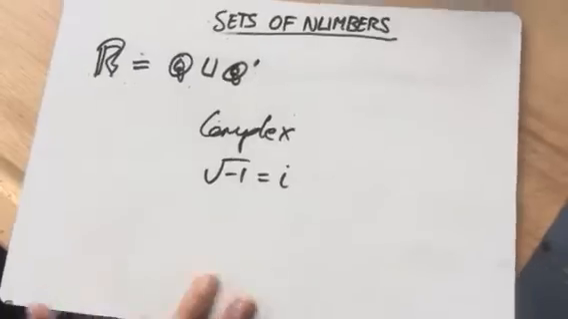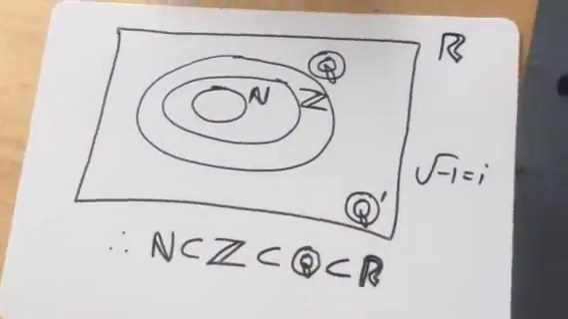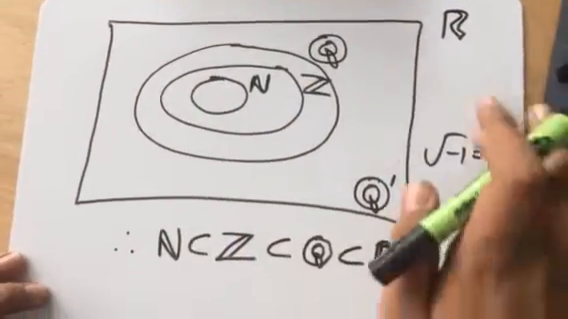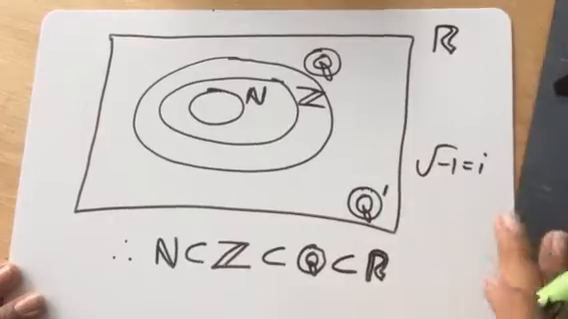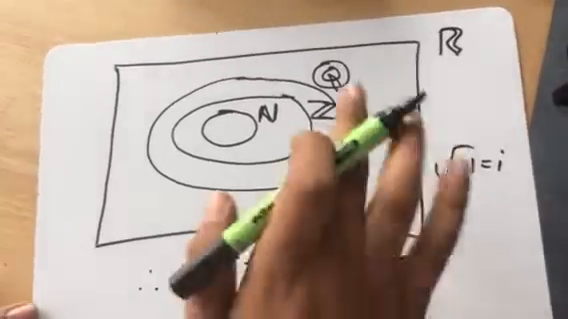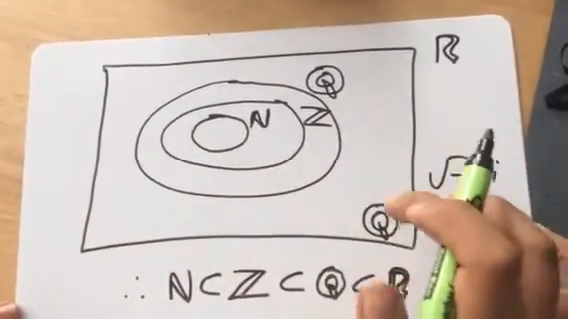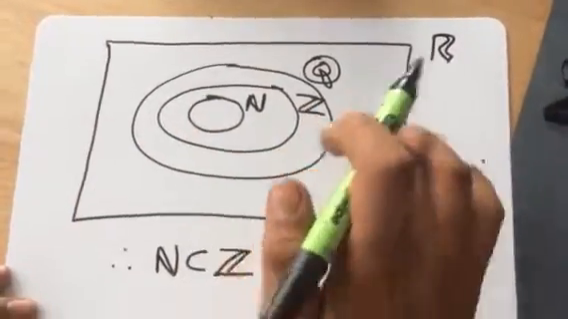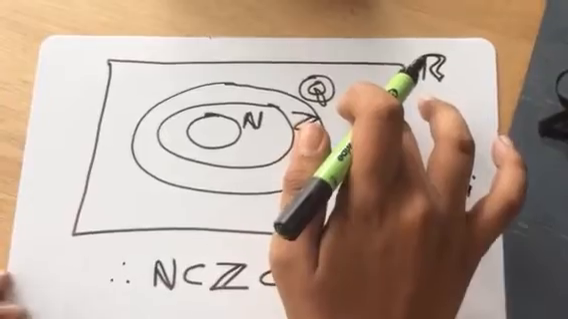But how do these sets of numbers relate to each other? Well, that's shown by this Venn diagram right here. R is everything, and we have complex numbers on the outside because they aren't real numbers, they're imaginary. And inside we have two divisions. There's Q dash, which is the space outside of the bigger circle. Inside the bigger circle are all rationals.